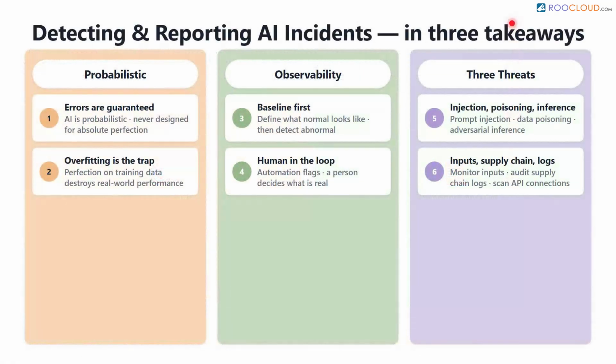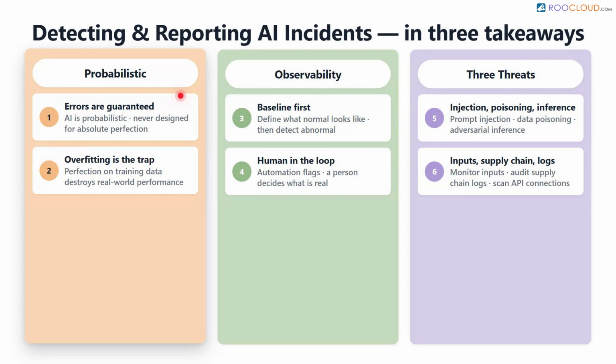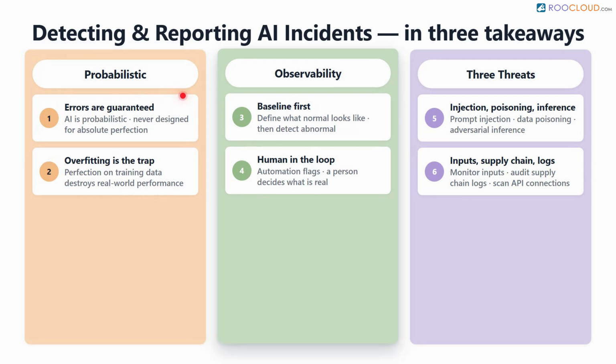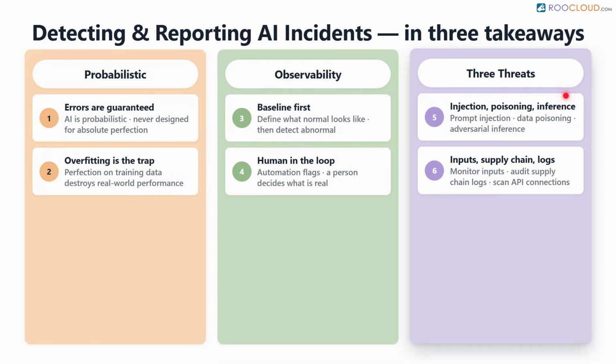To summarize our session, remember that artificial intelligence is probabilistic and not designed for absolute perfection. Because mistakes are expected, you must build robust observability metrics and use a human in the loop to identify true incidents. Finally, be vigilant against complex threats like prompt injection, data poisoning, and adversarial inference by monitoring inputs, auditing supply chain logs, and analyzing system connections.